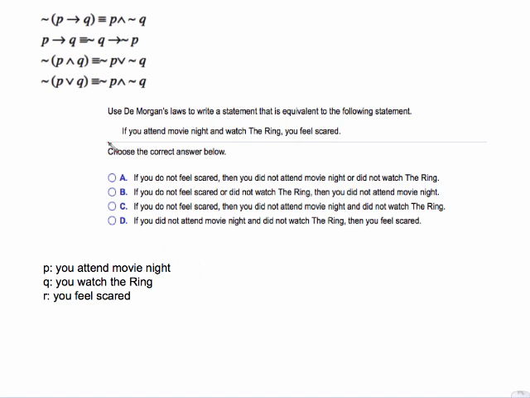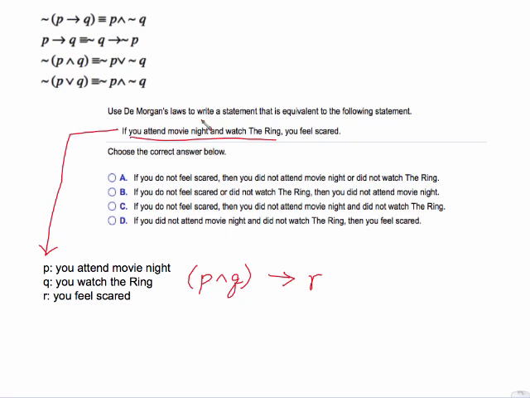This one, we're going to have to take this information and think of it as these three simple statements. P is you attend movie night, Q is you watch The Ring, and R is you feel scared. So the first thing I need to do with this is write this symbolically. If, then, means we're dealing with the conditional. If you attend movie night and watch The Ring, so that's these two together in the parentheses with and, and the conclusion on this is you feel scared. So there you go, symbolically.